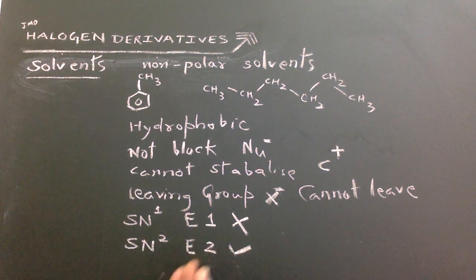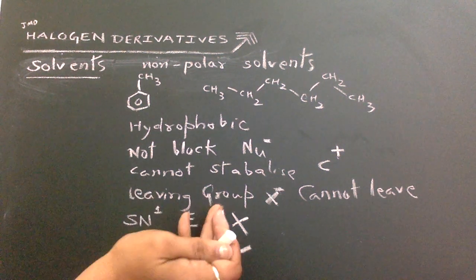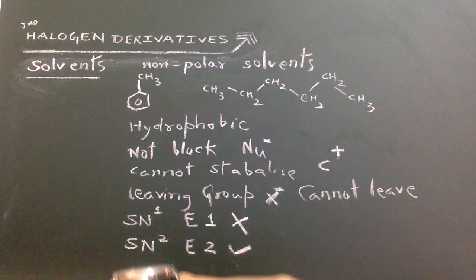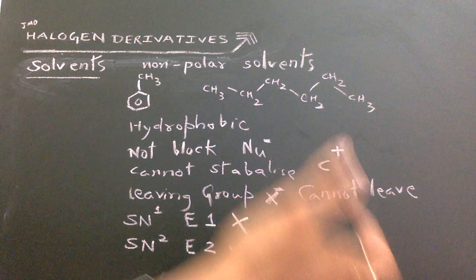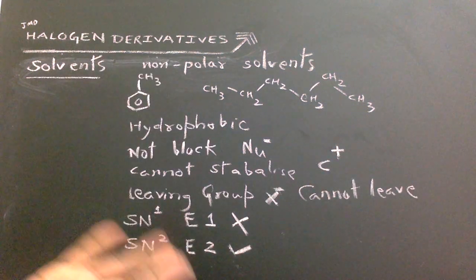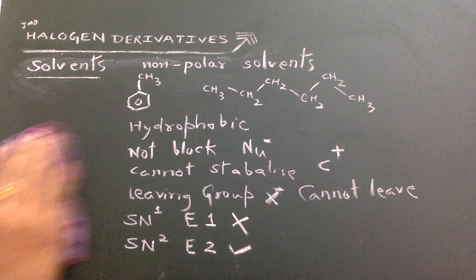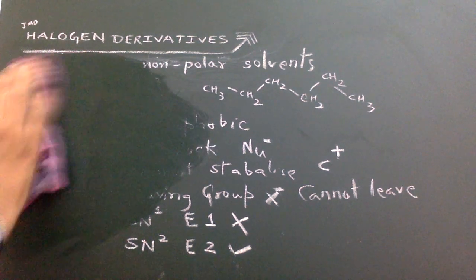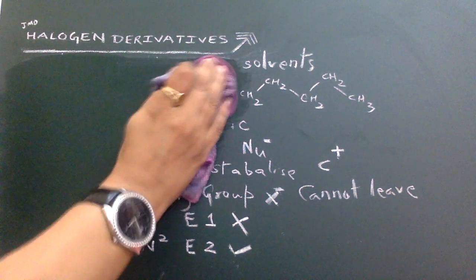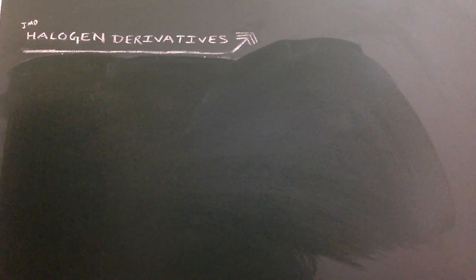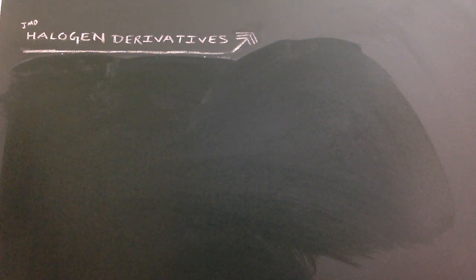Why? Because as such in SN2 and E2, leaving group does not leave on its own, but the backside attack of the nucleophile makes the leaving group forcefully leave the molecule. So that can happen in a non-polar solvent. So children, you have seen how the nature of solvent is also important along with the nature of the alkyl halide to understand whether SN1, SN2, E1 or E2 mechanism will take place.